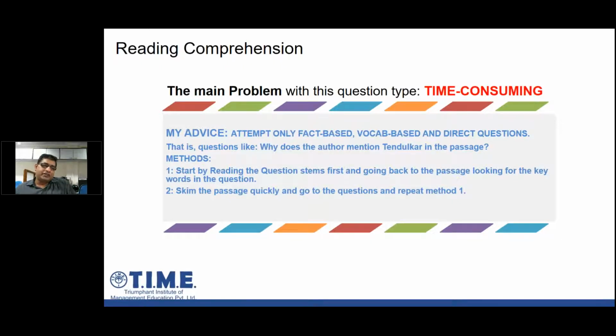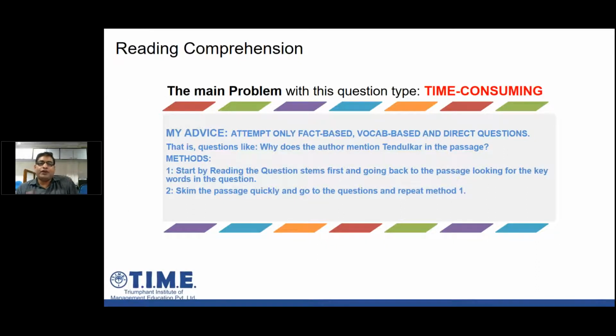Now, so far as the specific method of dealing with RC is concerned, I would say there are two very simple methods, rather than deeper methods. The first method, as you can see on the screen, is to start by reading the question stems first. Now, what's the question stem? In a question, there are two parts: the question itself, and the choices. The question itself is called the question stem. Just read that. Attack the question stem directly, and see what kind of question it is.